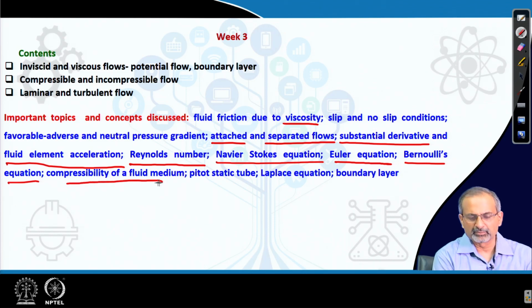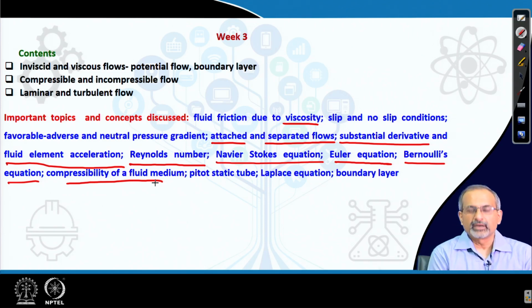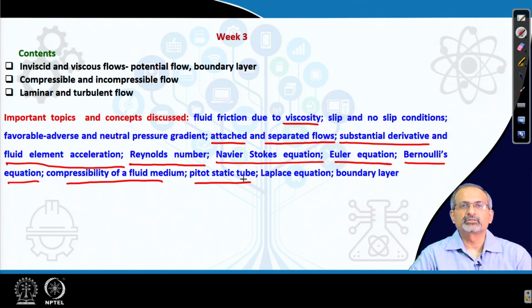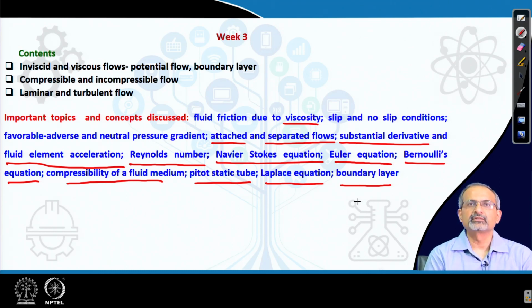Then we looked at the compressibility of the fluid medium, and we realized that there could be different ways to assess it. Then we looked at the pitot-static tube as a possible experimental tool for velocity measurements in fluid fields. We got introduced to the Laplace equation, which is used for representing potential flows, and we also looked at boundary layer flows with a little introduction to boundary layer equations, the concept of displacement thickness, and the concept of assessing skin friction using the boundary layer equations, etc.